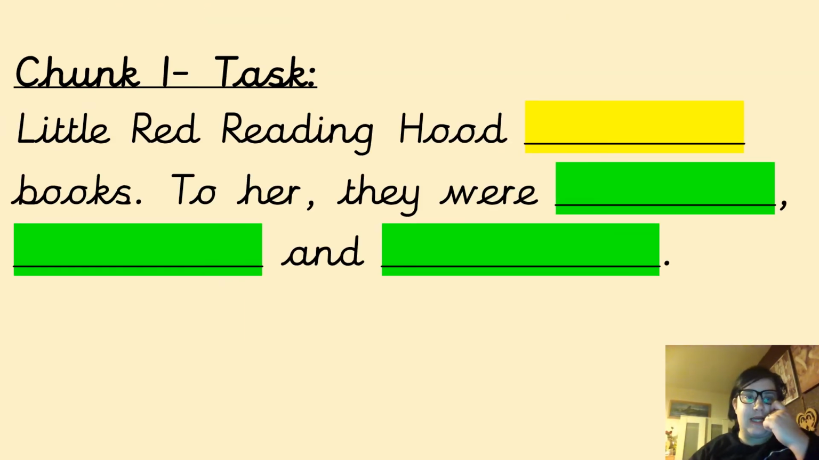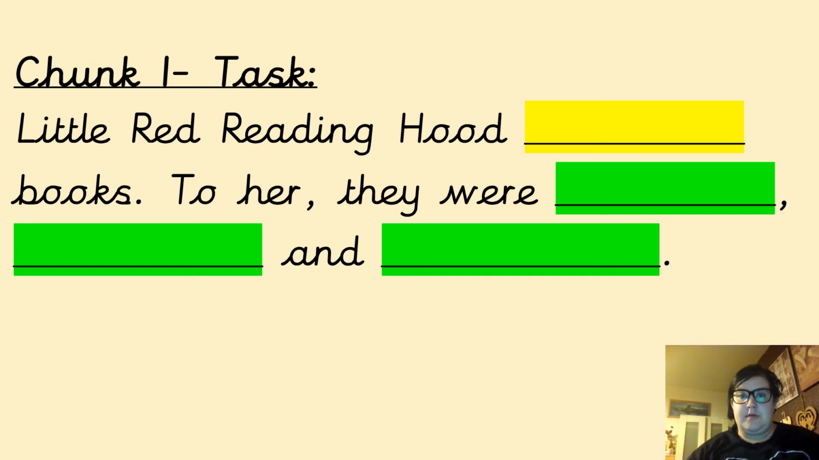Okay, so here's your task today. So here is your sentence. So Little Red Reading Hood, and on the yellow line, you are going to write your word for loved. Okay, so the word that you chose to replace loved. Little Red Reading Hood loved books, but you're going to change that word. To her, they were something, something, and something. And these are the other words, the green words that you were choosing. Okay, so the words for how Little Red Reading Hood was feeling when she was reading.